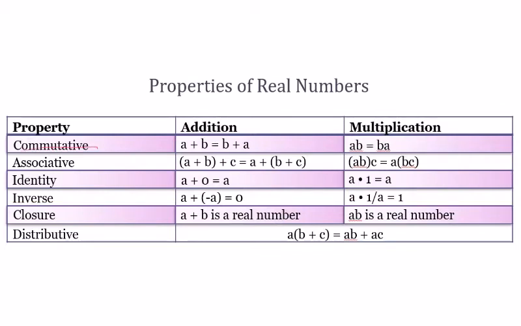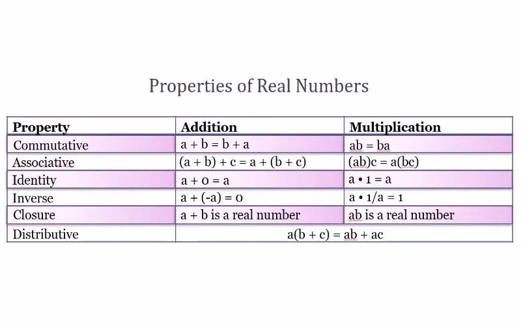The commutative property says that it doesn't matter what order you add or multiply. So you can add a plus b, and that's the same as b plus a, right? Same thing with multiplying. A times b is the same as b times a. And you can think of that with real numbers, like 3 plus 2 is the same as 2 plus 3. They're both 5, right? Same with multiplication. 3 times 2 is the same as 2 times 3. You get 6 either way.